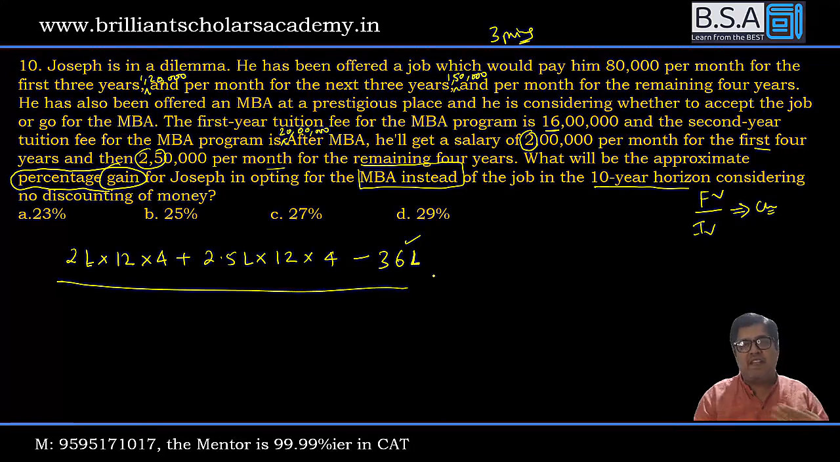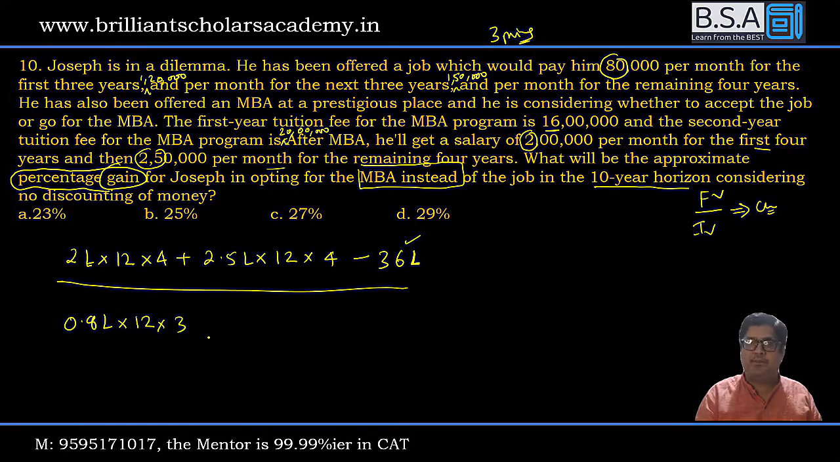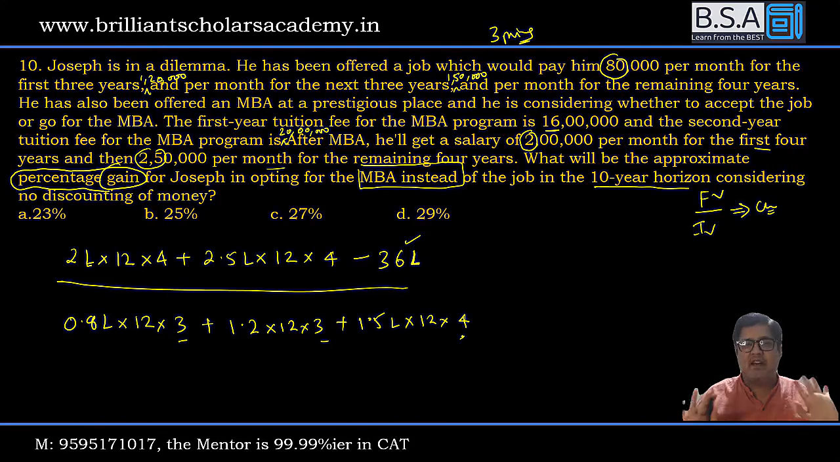How much money was he expecting? He was expecting 80,000. Can I say 80,000 is 0.8 lakhs? I'm converting everything into lakhs to decrease calculations. For how many months? 12 months. For how many years? 3 years. Then he was getting paid 1.2 lakh rupees for 12 months for 3 years. And then 1.5 lakh rupees for 12 months for 4 years. 3 years, 3 years, 4 years, 10 years are done.